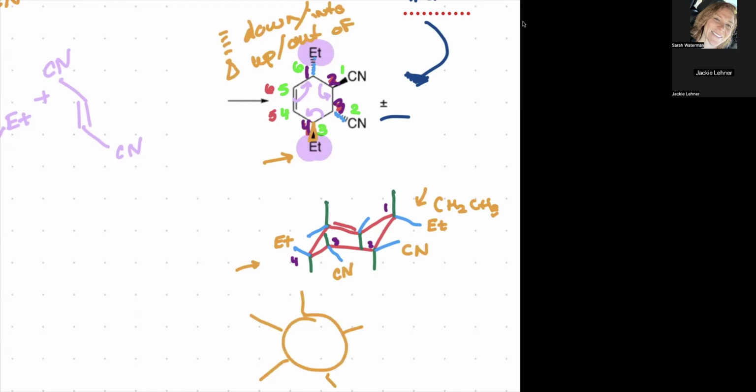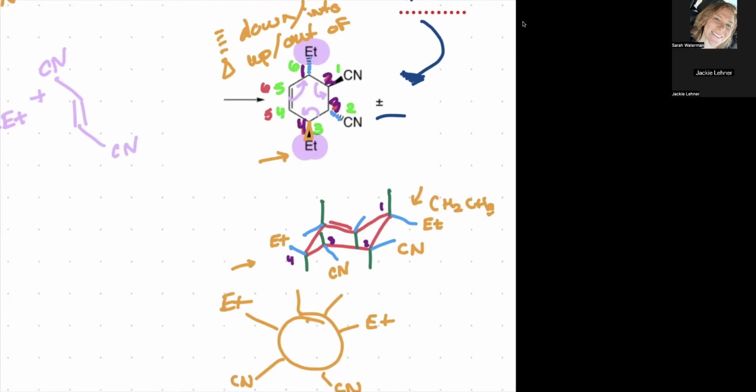So just remember that that would mean our ethyl would be here, our CN would be here, our CN would be here, our ethyl would be here, and I'm obviously missing one, so we'll just put another one in there. That's what this would look like. And then our double bond is here, conveniently where my other thing is. So this is the lowest energy conformation.